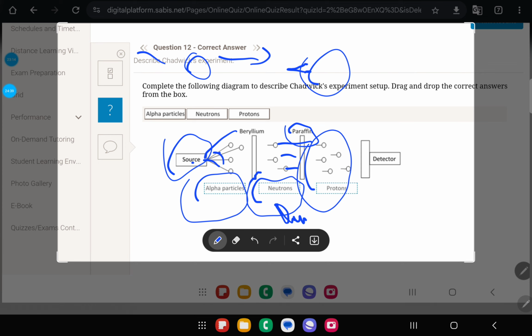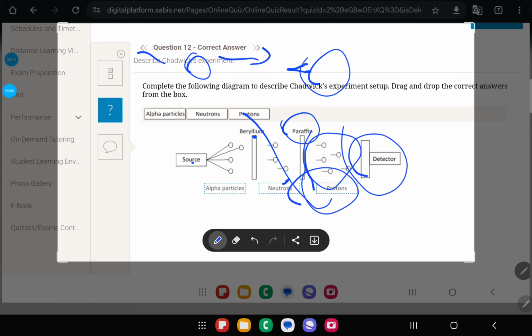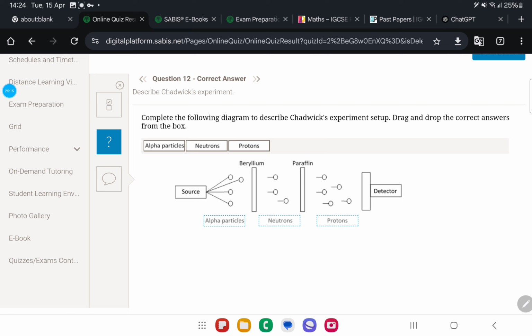So in the experiment, we realize the source is alpha particles. Once the source interacts with beryllium, neutrons escape, and once the neutrons interact with the paraffin wax, it knocks the protons out. That is why they escape over here, and the detector detects the protons. This is the experiment which led to the discovery of the most famous neutral particles, neutrons.